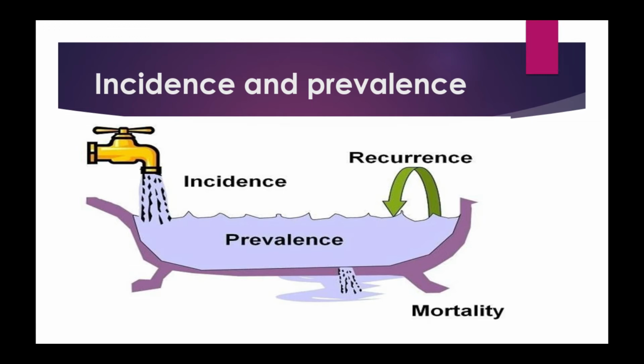From this picture you can understand better what incidence is and what prevalence is. The incidence is the new cases, and the prevalence is the new cases as well as pre-existing cases. The new cases and the pre-existing cases together are called the total population who are affected by the disease. Those are categorized under prevalence, and incidence categorizes only the new cases.